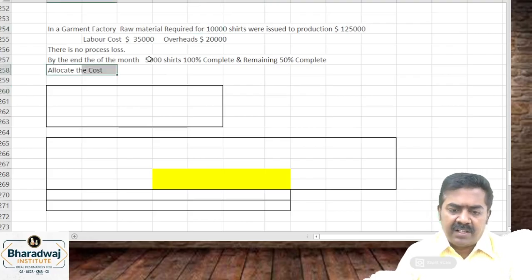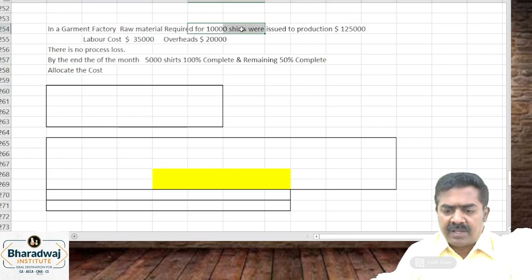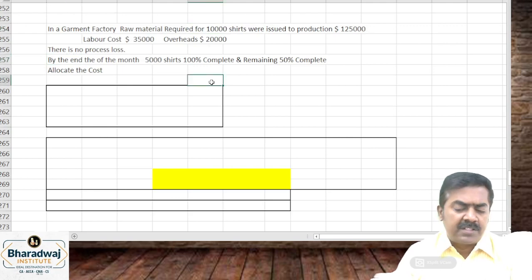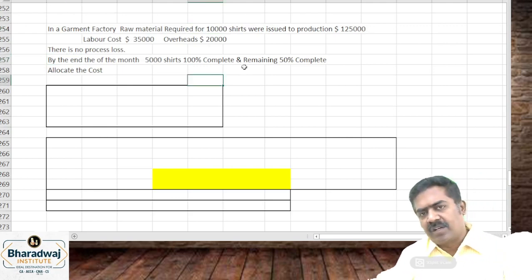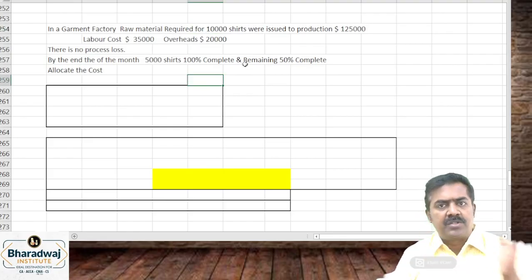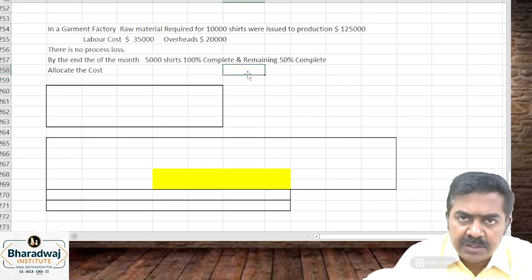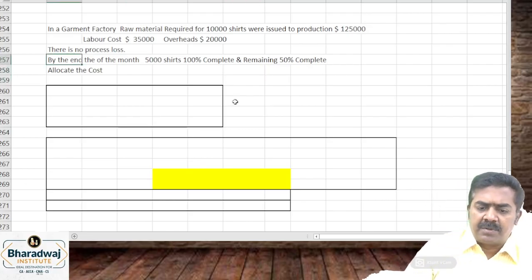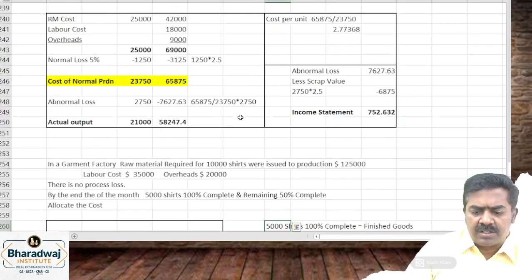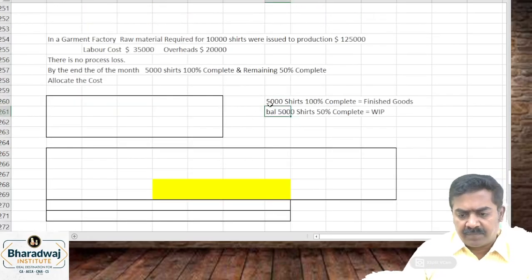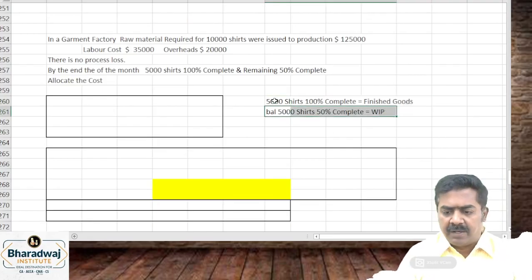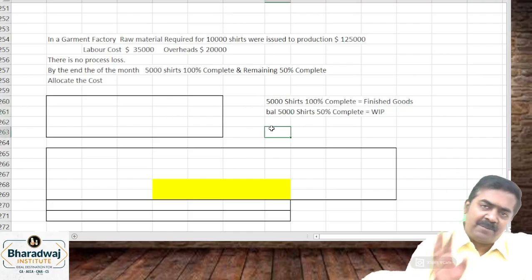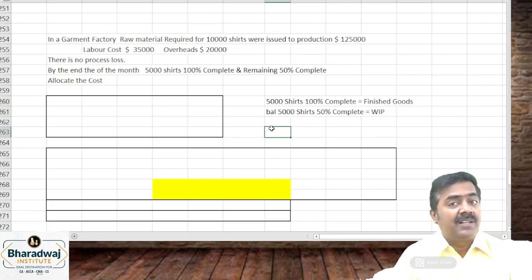Can we allocate the cost like equal proportion? Out of 10,000 shirts, 5,000 shirts are complete, remaining 5,000 shirts are incomplete work in progress. So can I allocate the cost like 1:1 ratio? If you allocate the cost, both finished goods and WIP will have the same cost. That is why we introduce a concept called equivalent production. 5,000 shirts 100% complete, remaining 5,000 shirts 50% complete. If you allocate in 1:1 ratio, both finished goods as well as WIP will have the same cost.